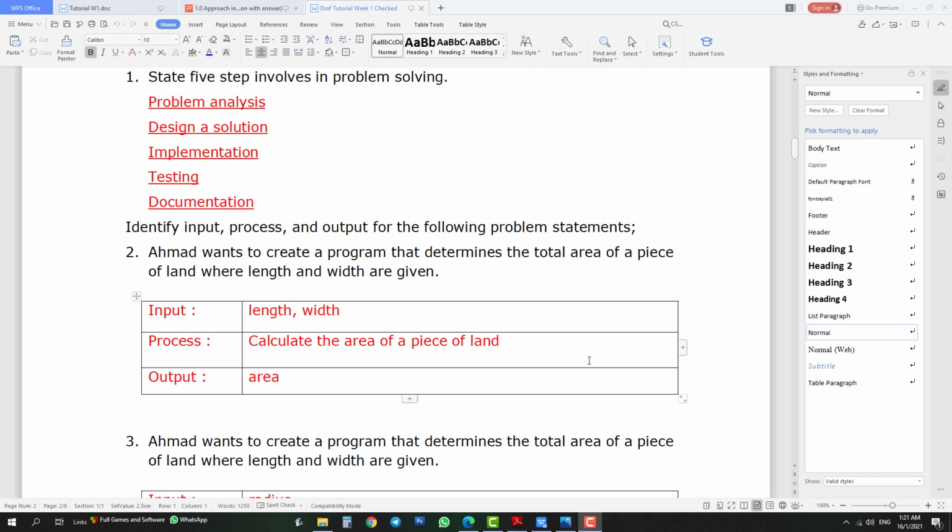This is question number 2. So the input is length and width, the process is calculate the area of the piece of land, and the output is area.